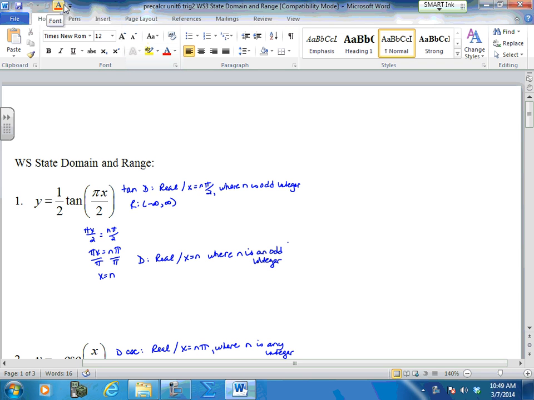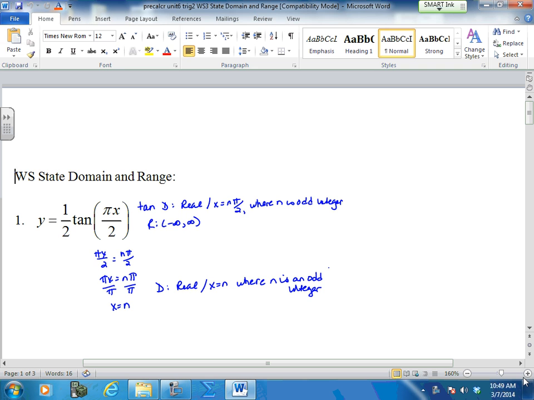Right. So if you line up where your domain should be, then this really shouldn't be a problem. Your domain and your range. What is your range on your tangent curve? All real numbers. So if we change your amplitude, there really is no amplitude on a tangent curve.